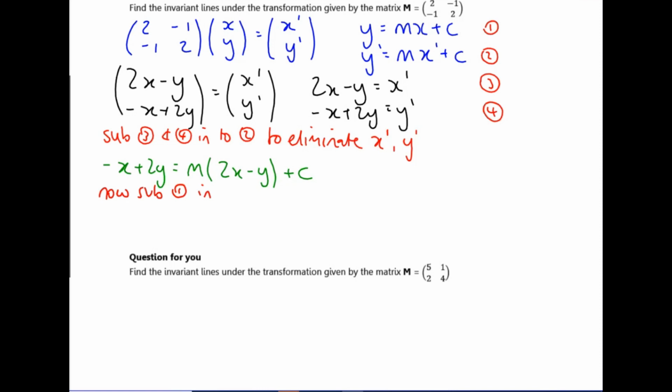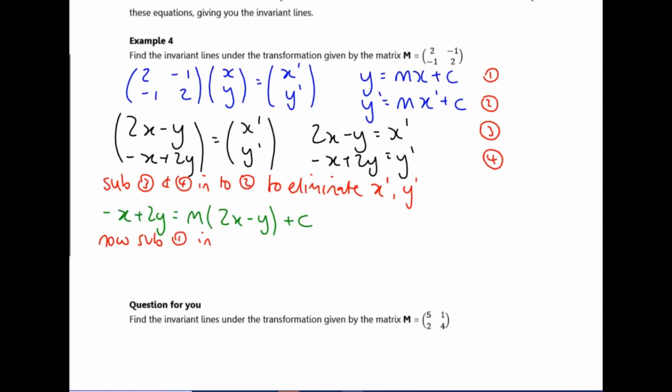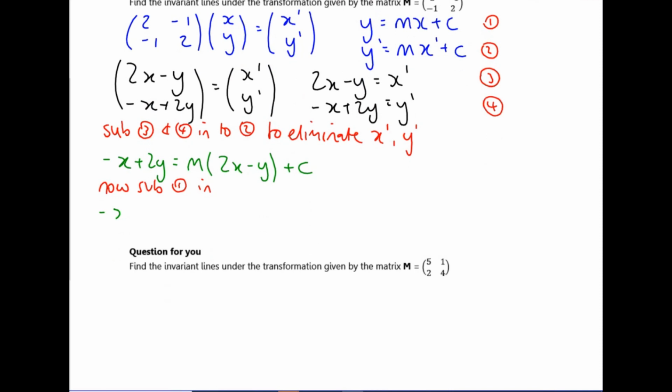Now I'm going to sub equation 1 in. You can do it all at once if you really want to. Where I've got y now, I'm replacing it with mx plus c. So I've got minus x plus 2(mx plus c) equals m(2x minus (mx plus c)) plus c.